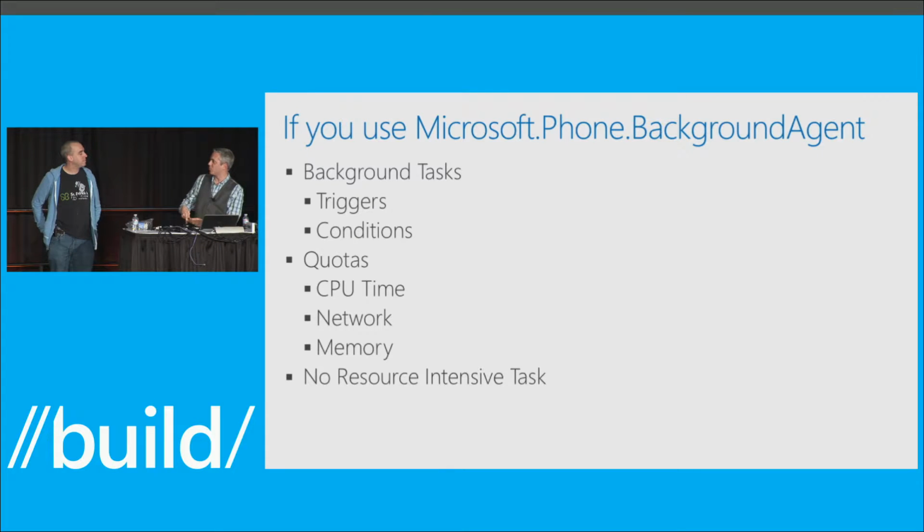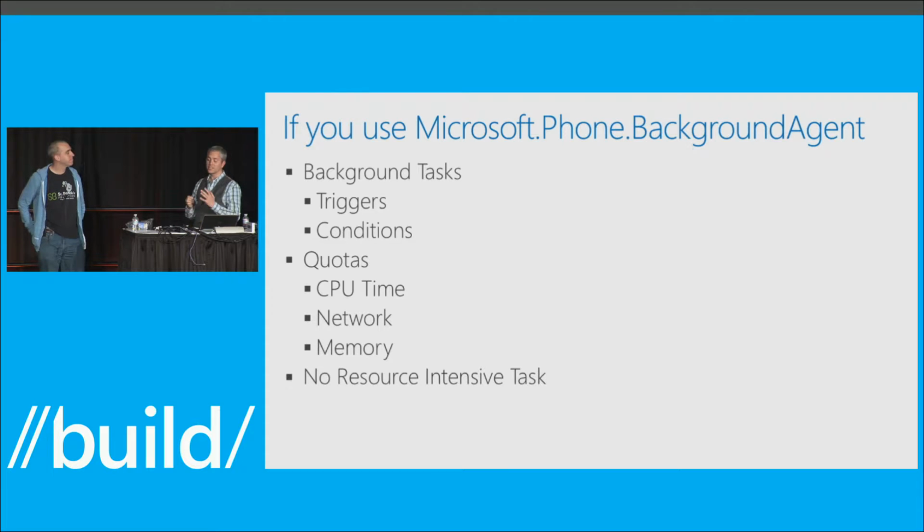I build an app and I interact with the user. I have a front-end UI, but sometimes I need my app to do something when it's in the background. So obviously I would use a background agent. Wow, there's no background agent. What am I supposed to do? I use the background task. So with Windows Runtime, you have background tasks. It's essentially the same model as you've seen with Windows 8 if you've done development on Windows 8. But here we have a couple of nice little additions with triggers and conditions.